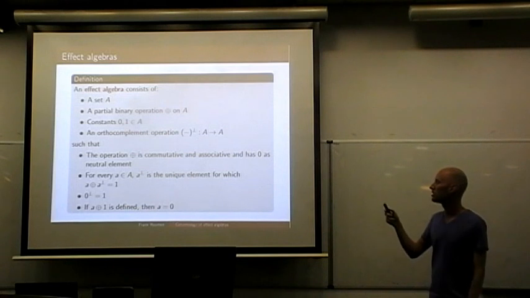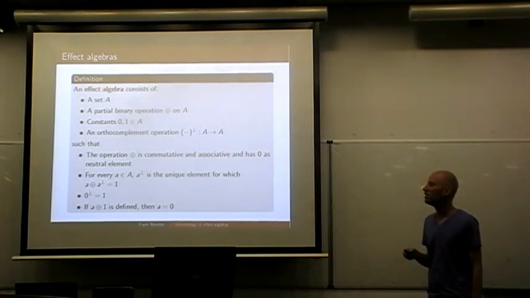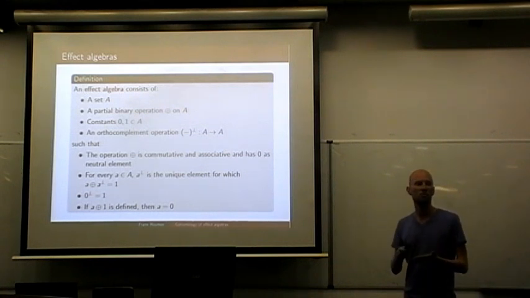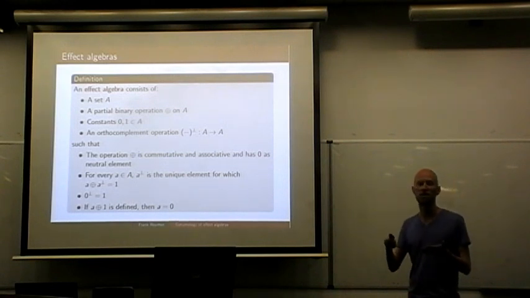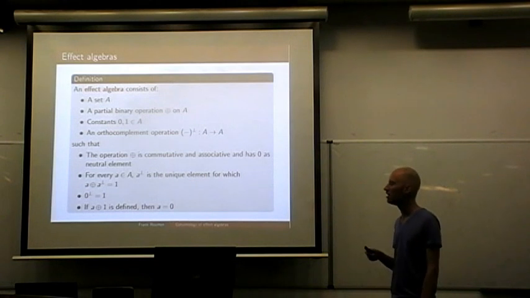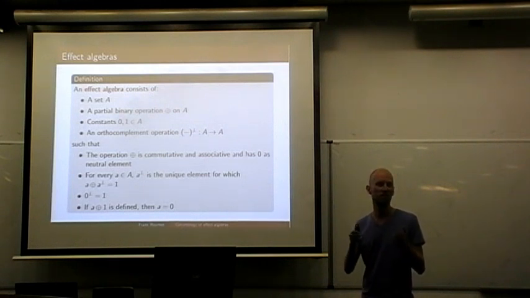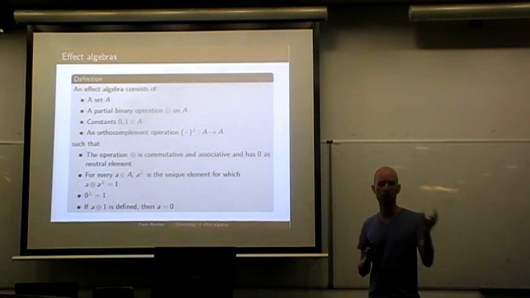So an effect algebra consists of a set and a partial binary operation on this set. Furthermore we have constants 0 and 1 representing the minimal and the maximal element in the logic. And also we have an orthocomplement operation, which is like a negation in the quantum setting. We have the following properties. The partial operation should be commutative. For partial operations there's a certain subtlety involved. Here commutativity means that whenever x plus y is defined, then also y plus x is defined, and these two are equal.